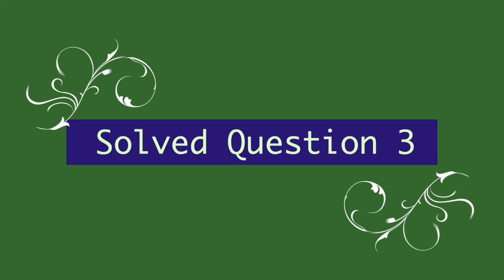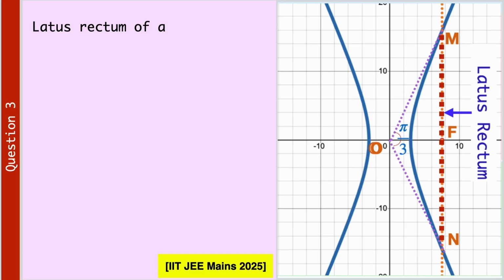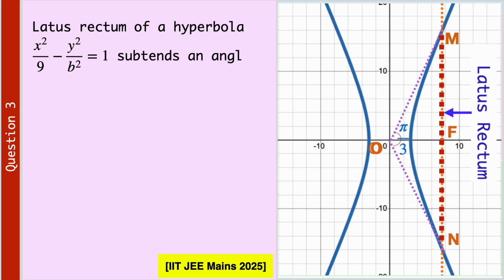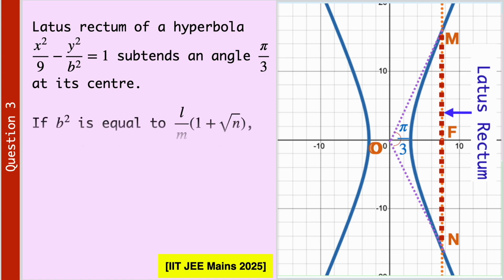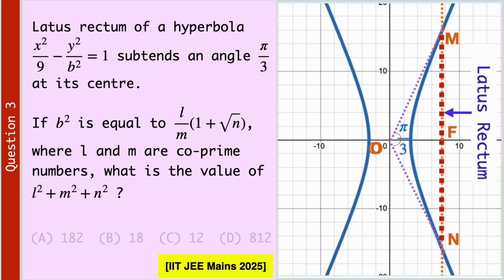Let us solve our third question, which was asked in the IIT JEE Mains examination 2025. The question is, latus rectum of a hyperbola x square upon 9 minus y square upon b square equals 1 subtends an angle pi upon 3 at its center. If b square is equal to L upon m, 1 plus root n, where L and m are co-prime numbers, what is the value of L square plus m square plus n square?